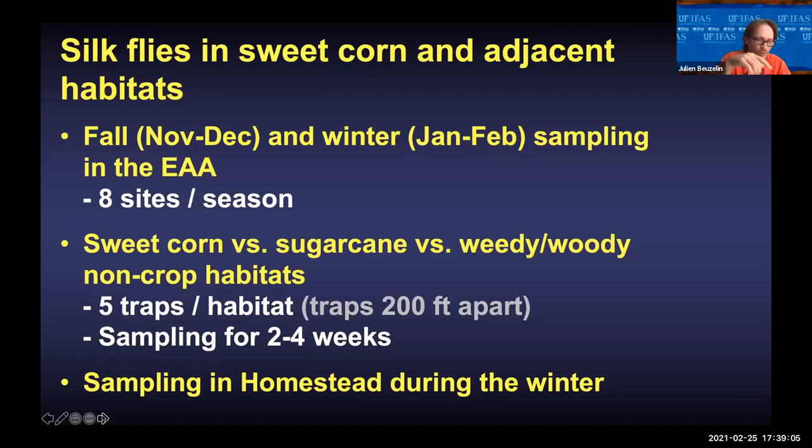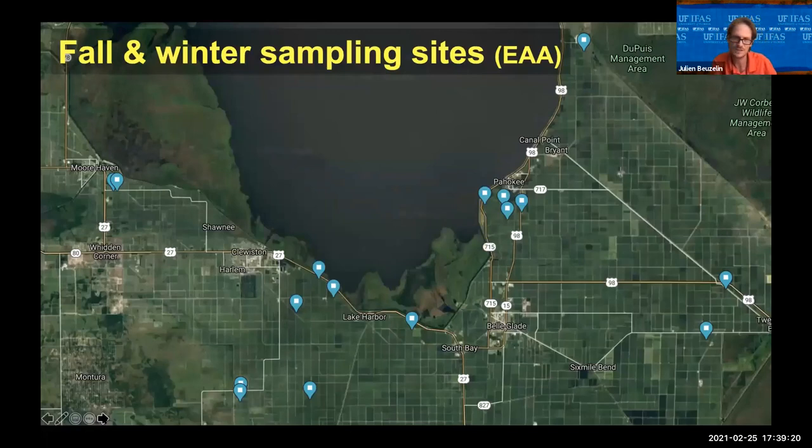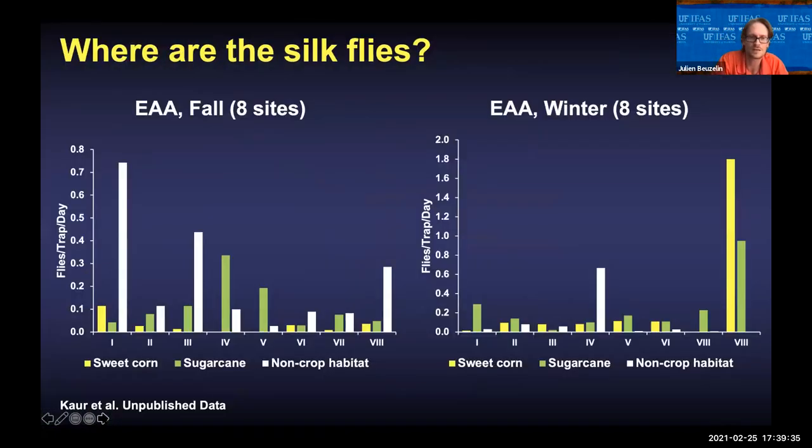And in each habitat, we put five traps that were 200 feet apart, and they were sampled for 2 to 4 weeks. We've also been conducting some sampling in Homestead, but it's relatively recent, so we do not have the data this time. For example, here you can see some of the sites that we have, all with the help of growers and crop consultants. So you see, we cover some of the ground. This is for the fall and the winter sampling sites.